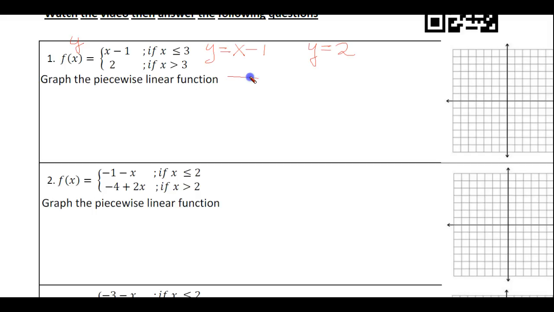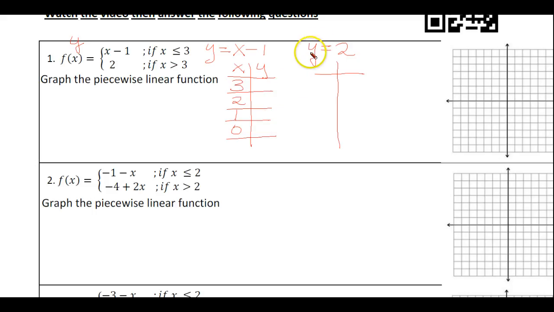Now we're going to set up a t-chart. And for this equation, we say x is less than or equal to 3. So what values can you have here? Well, 3 is definitely included. And since it's less than 3, we're going to go 2, 1, 0. And this would be enough to give us our plot.